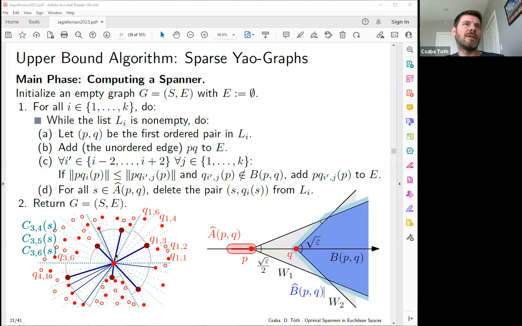But it's two phases, so larger cones and then subdivision into smaller cones. That's a relatively simple algorithm. And that's the name of the algorithm, sparse Yao. So it's almost the same as Yao, but some of the edges are just never added.